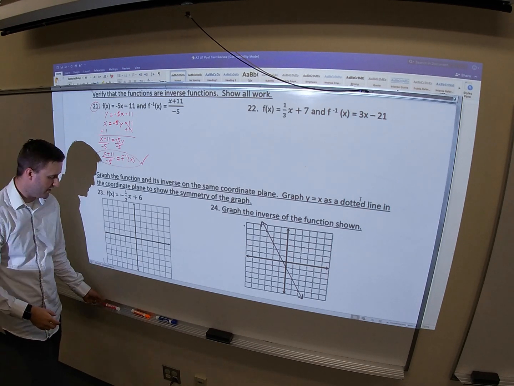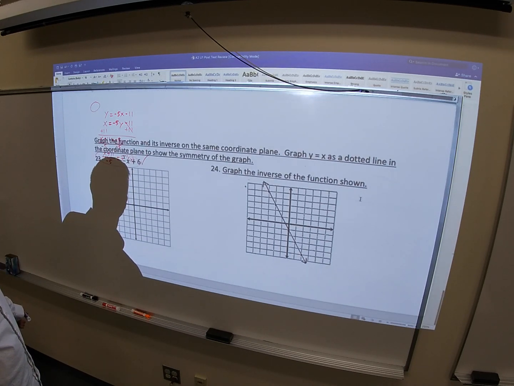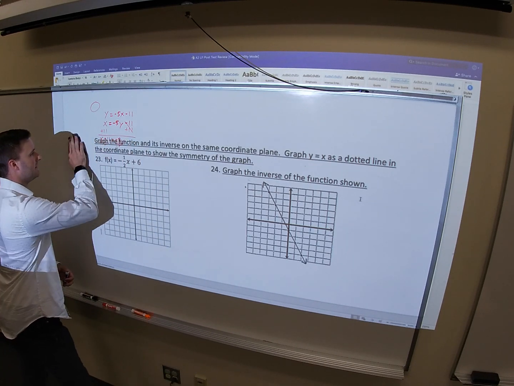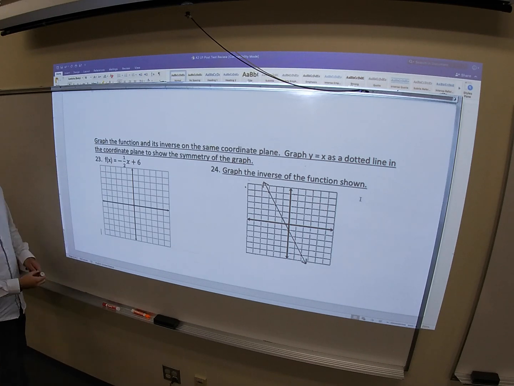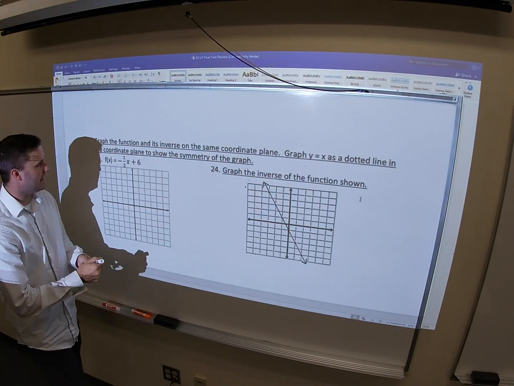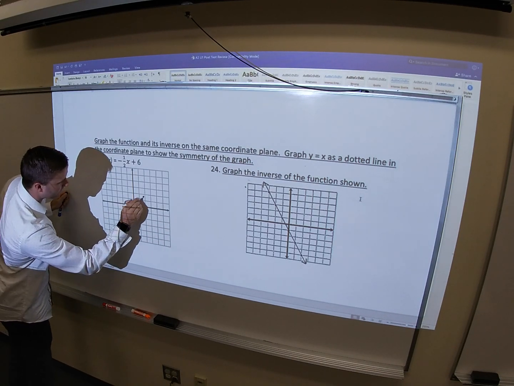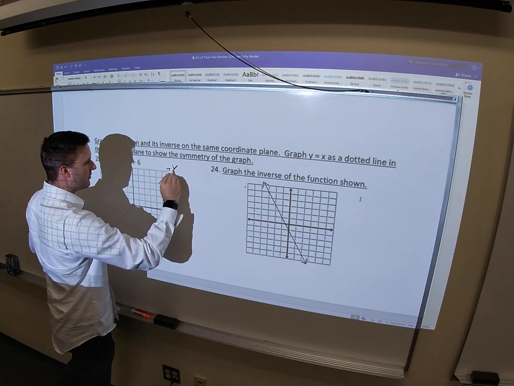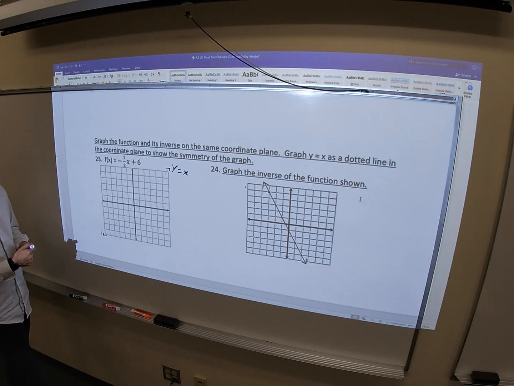Finally, number 23. Let's take a look at this. So how do I graph a function and its inverse? I can't slide that up anymore, so sorry about that. Graphing a function and its inverse, one thing that we want to do is graph y equals x as a dotted line. That way we show that line of symmetry. So here is our y equals x. This is y equals x. That is our line of symmetry.